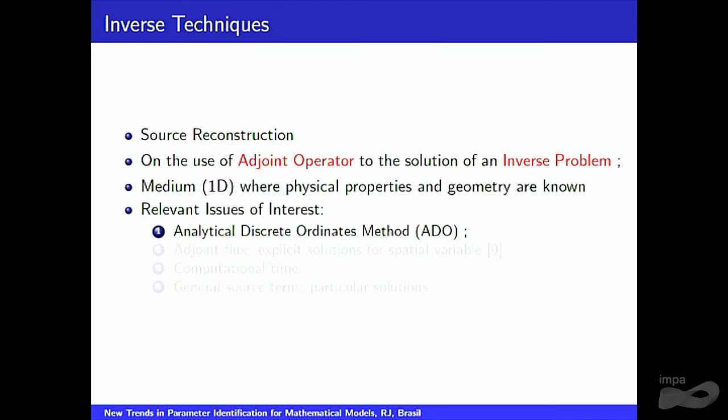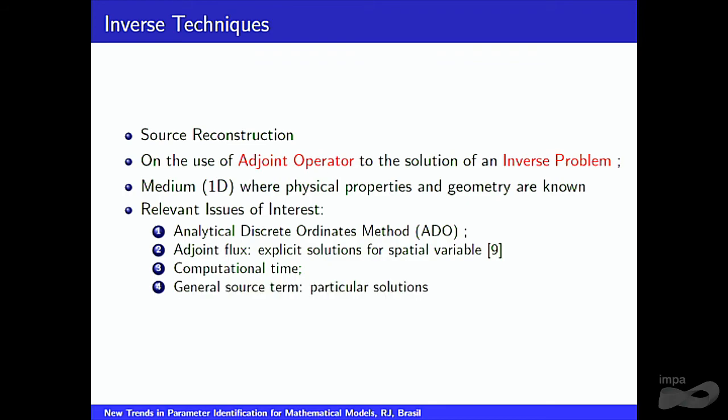We worked some years ago on one of these approaches that we call the analytical discrete ordinates method to solve the forward problem. So we are interested in using that formulation to develop analytical, or explicit, solutions for the adjoint flux, for the adjoint operator, and then try to use that in the source reconstruction. What we were trying to find was a computational gain in terms of time, which we know in general analytical solutions can help with.